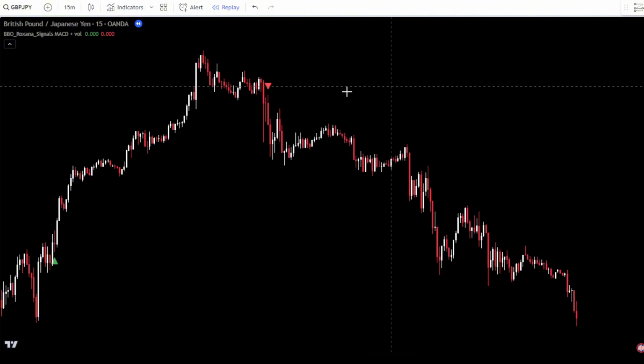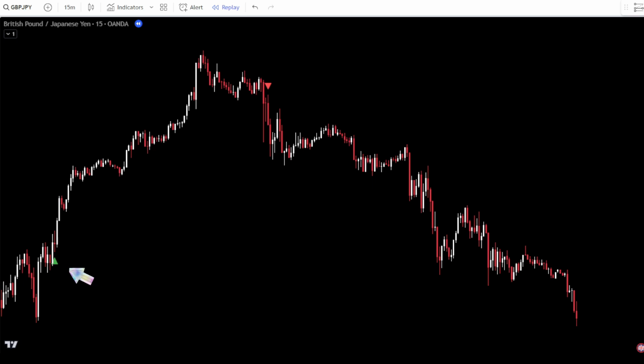This BBO Roxana Signals MACD indicator will be used as the entry trigger in the market. If a green triangle appears, it indicates a buy signal. Meanwhile, if a red triangle appears, it indicates a sell signal. However, before placing a buy or sell order, you must first confirm the signal that appears.